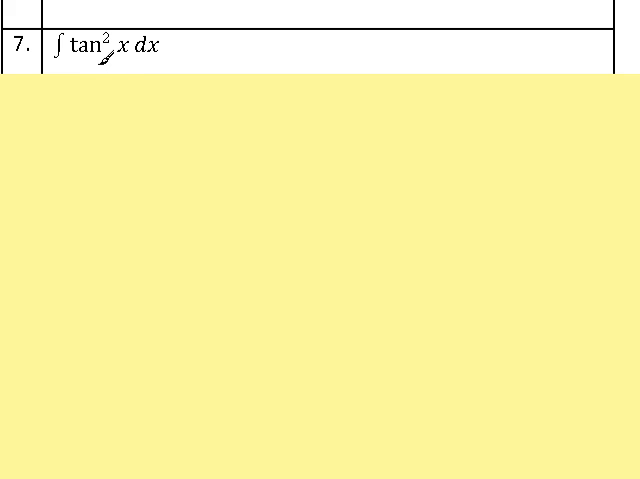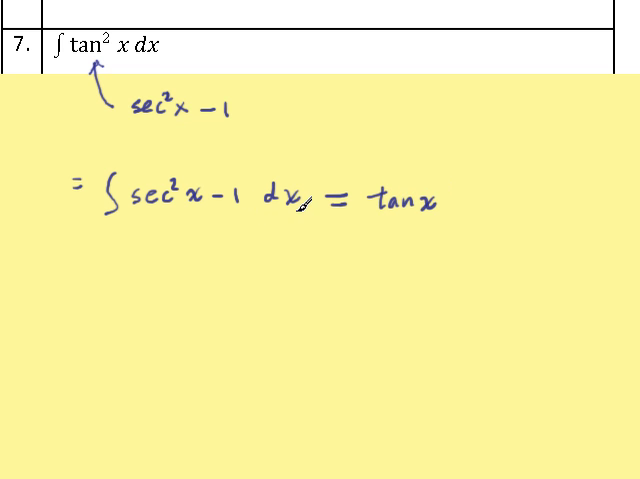This integral is just the integral of tan squared. We use the same trig identity: 1 plus tan squared is equal to secant squared. So tan squared is secant squared x minus 1. This integral becomes the integral of secant squared x minus 1 dx. Since secant squared is the derivative of tangent, we can integrate term by term. We get tangent x, and the integral of 1 is x.